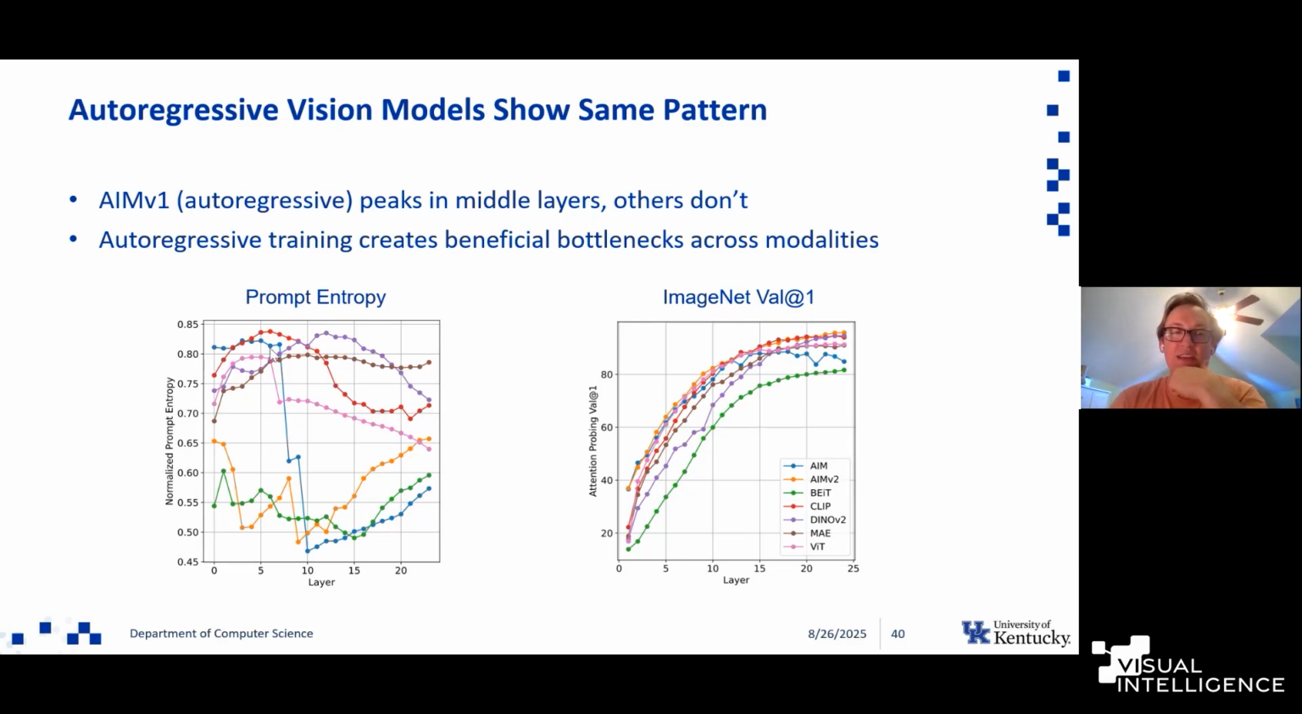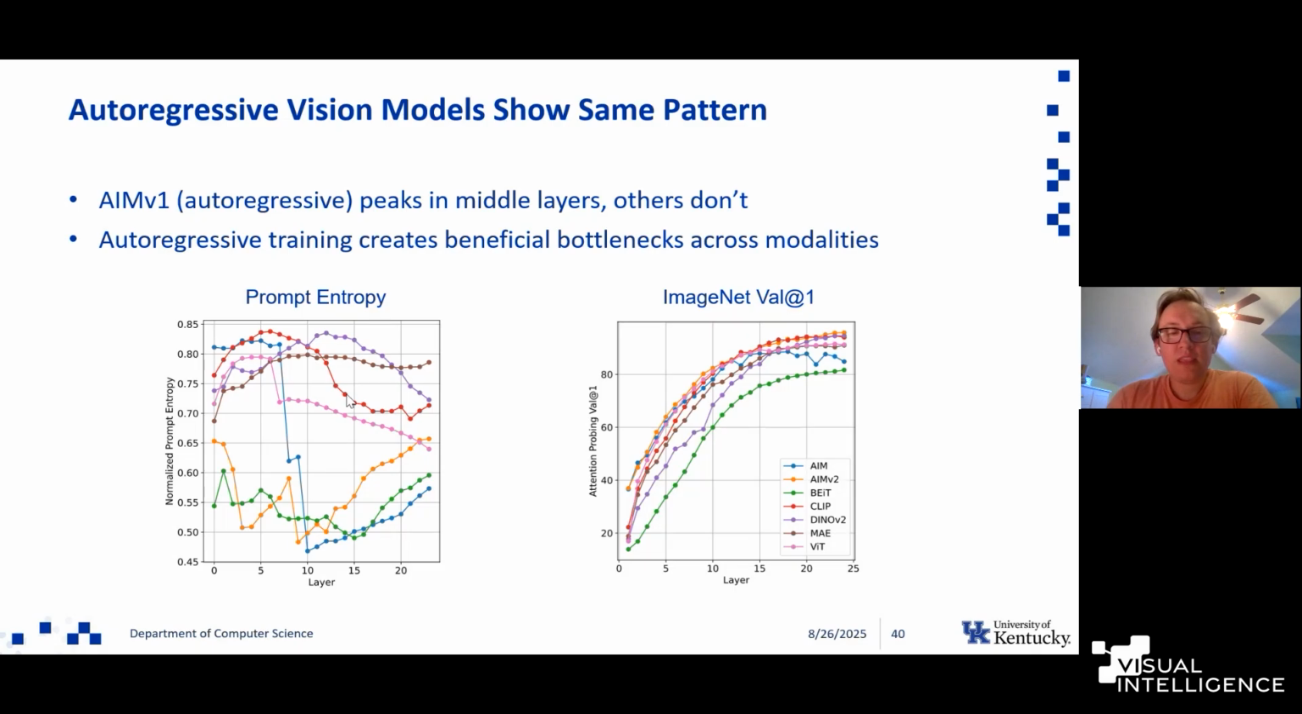So around layer 10. If you look at the left graph here, the blue line is this AIM model. It stays flat at the beginning, just like we saw with Pythia. Then it compresses quite a bit, and then it slowly decompresses at the end. So this is very reminiscent of what we saw earlier with Pythia.